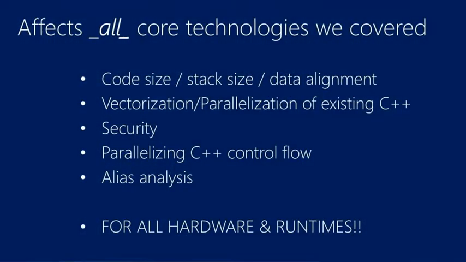So alias analysis and type propagation in that Mobius strip affects all core technologies that we covered. It affects our ability to do stack packing and code size optimizations, vectorization, security, parallelizing C++ control flow. And it has an iterative effect on our ability to do interprocedural alias analysis. And most importantly, improving all of these technologies affects all hardware and all runtimes that we target.